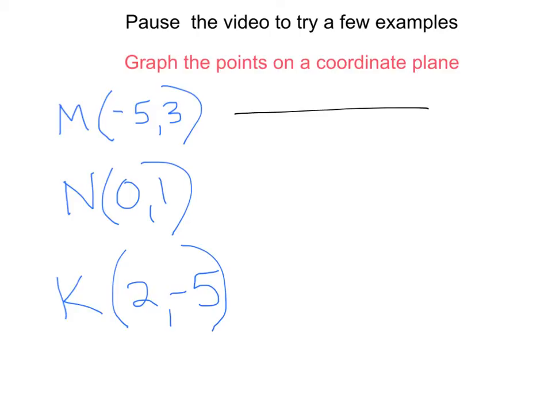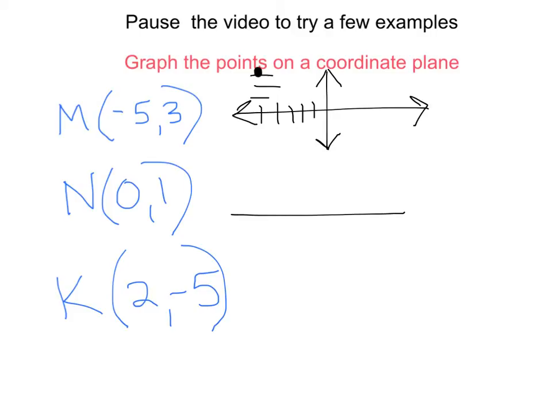So the first one, if we were just sketching a picture, make sure that your x and y axis always have arrows at the end, because you need to make sure that you're showing that those go on and on forever. So if we're graphing -5 for the x, we know we go in the left-hand direction, 1, 2, 3, 4, and 5, and then we have to go up 3, 1, 2, and 3. So my point would be about right here.